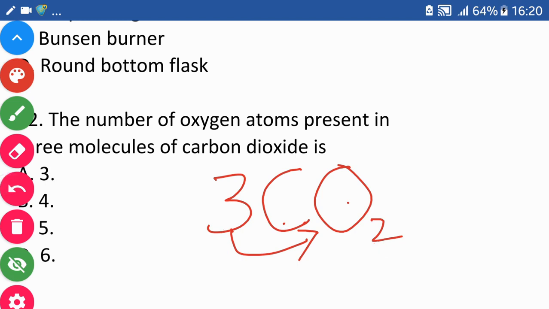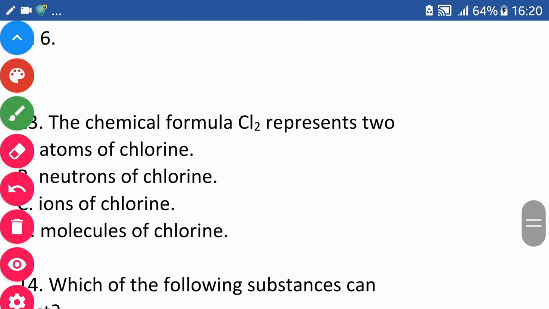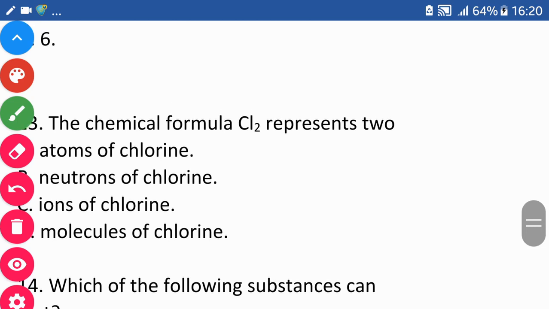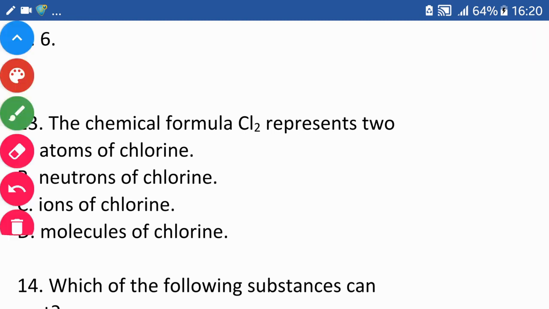So you have 3 atoms of carbon, 6 atoms of oxygen, because the 3 is multiplying these 2. So the answer is D. 13. The chemical formula Cl2 represents 2 atoms of chlorine. Yes, 2 atoms of chlorine. That is A.